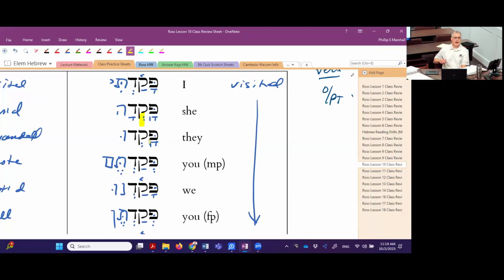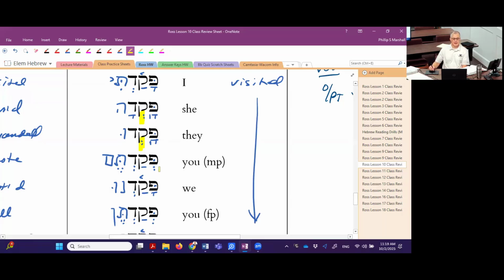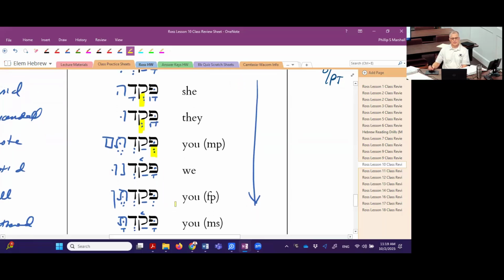They visited, pakadu. Ah versus oo is she versus they. But with both of these, I get vocal shava under root two. Pakadu. You is 2MP, for you masculine plural. Pakadtem. Did you remember to reduce your kamets to vocal shava here? The heavy ending tem. Pakadtem. We visited, pakadnu. Make sure you've got an accent on root two there. Pakadnu.